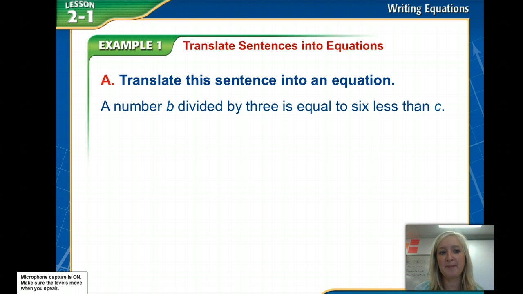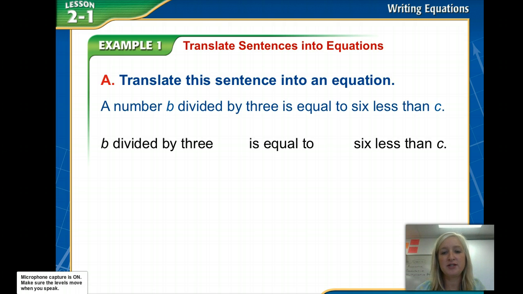Let's get started. Example number 1. On the left-hand side, we are going to translate sentences into equations. The first example is a number b divided by 3 is equal to 6 less than c. So what I did first is I broke it apart into little segments. I have b divided by 3 is equal to 6 less than c.